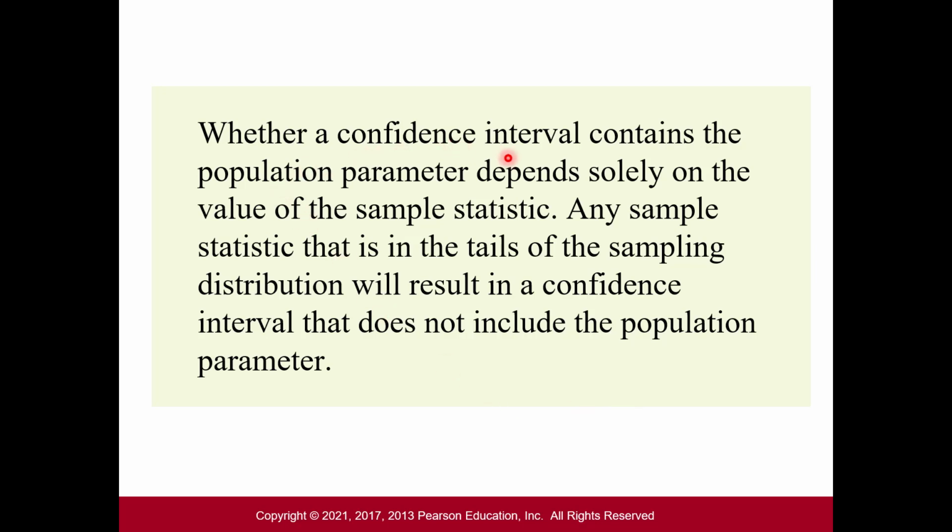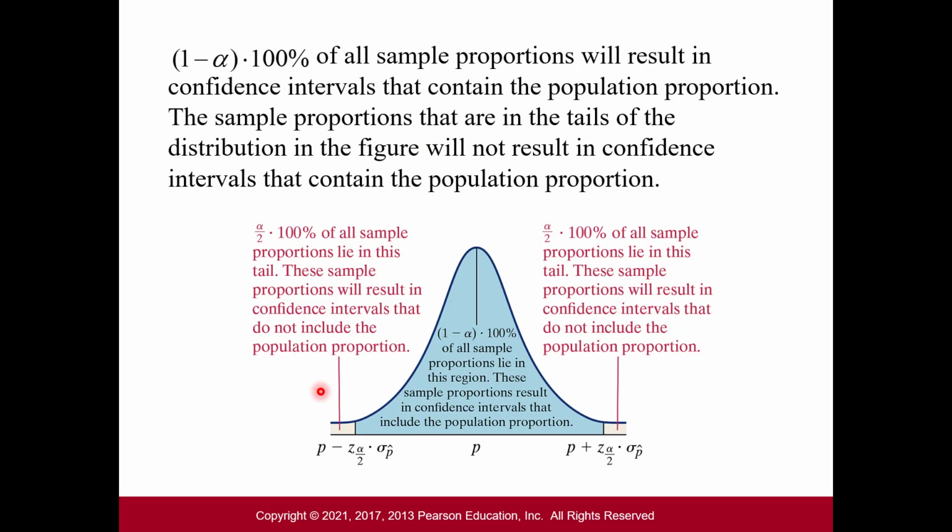Okay, so whether a confidence interval contains the population parameter depends solely on the value of the sample statistic. Any sample statistic that is in the tails of the sampling distribution, like we saw the tails under our curve, will result in a confidence interval that doesn't include the population parameter. So remember this calculation: (1 minus alpha) times 100% is the percent of all sample proportions that will result in a confidence interval containing our population proportion. The sample proportions that are in the tails of the distribution in the figure here will not result in confidence intervals that contain the population proportion.